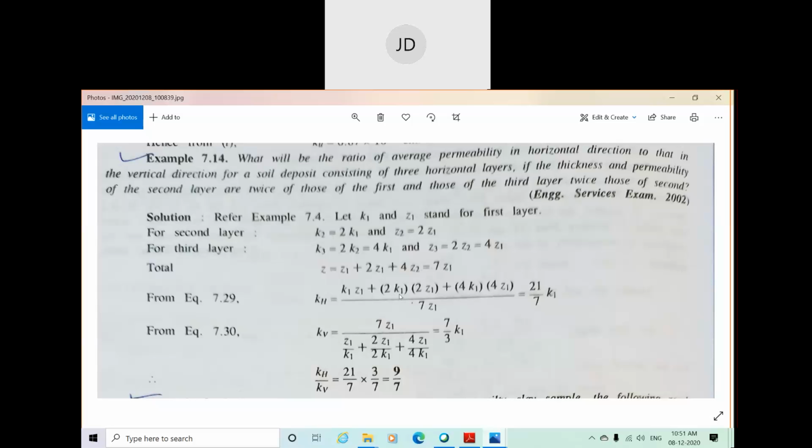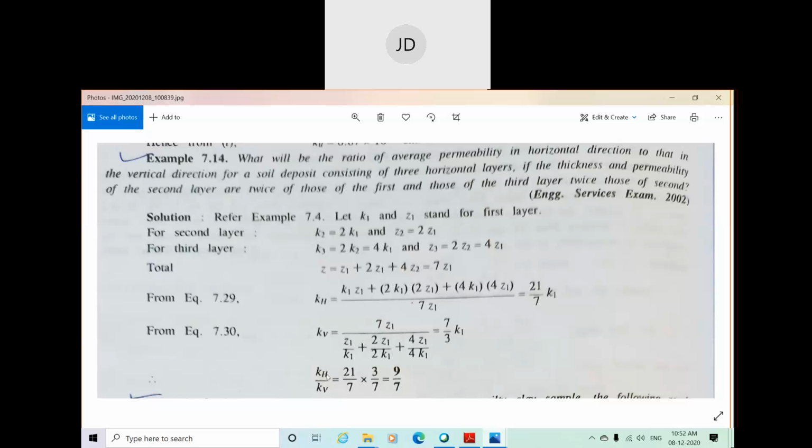First of all, you have to understand this language, and you have to go step by step. Now in this question, you need to find the ratio, that is, the ratio of average permeability in the horizontal direction to that in the vertical direction. That means you need to find Kx by Kz.